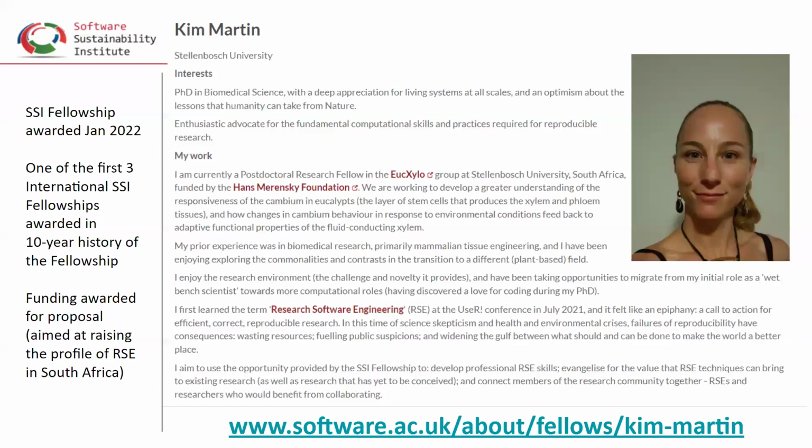The Software Sustainability Institute, which is based in the UK, has funding from all of the major research councils in the UK. I was awarded my fellowship in January 2022, and I was one of the first 3 international, so not UK-based, fellowships awarded. My funding was awarded for a proposal aimed at raising the profile of RSE in South Africa, which is what I've been working on for the last 2 years.